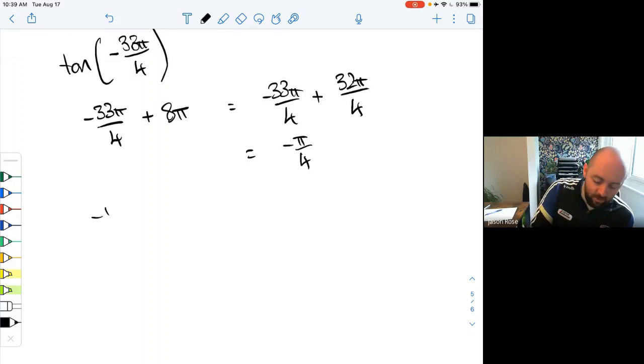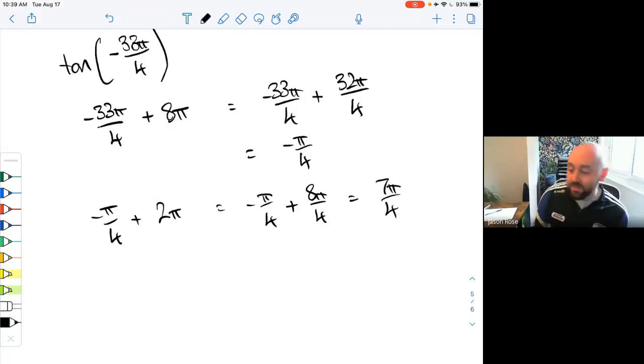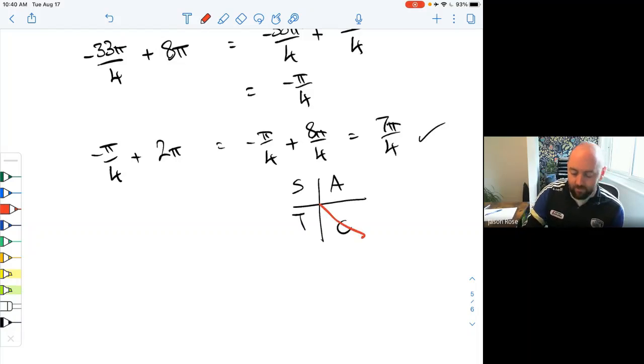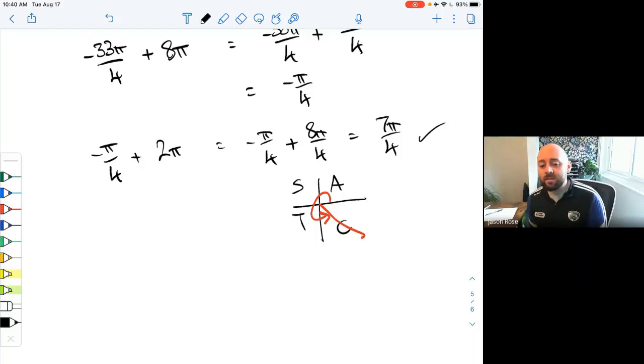But no worries, we can always just take that minus pi over 4 that we got and add 2 pi and see where we go. So minus pi over 4 plus 8 pi over 4 is 7 pi over 4. That is an angle that we recognize from the unit circle. 7 pi over 4 is down here. Cosine is the only trig function that's positive down there, meaning that tan is negative.